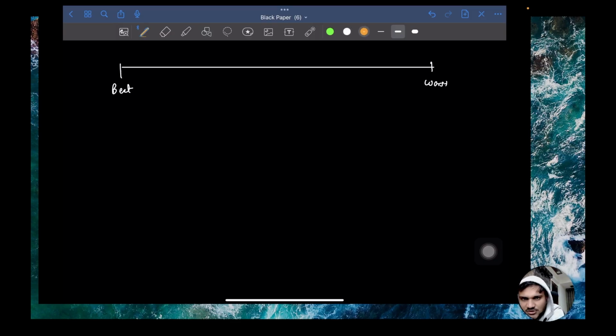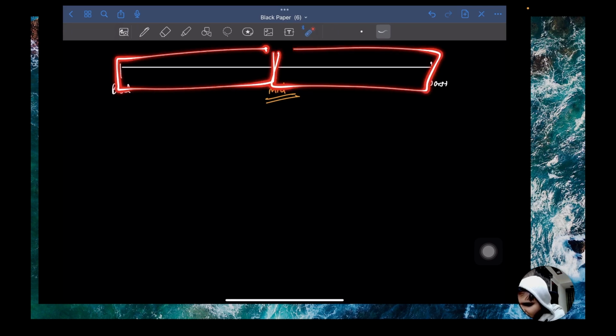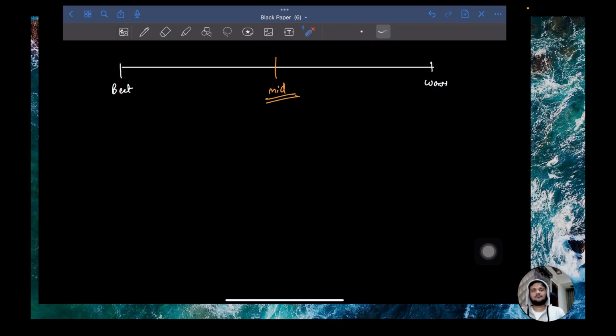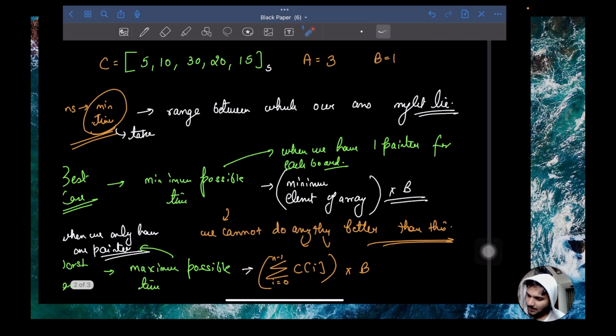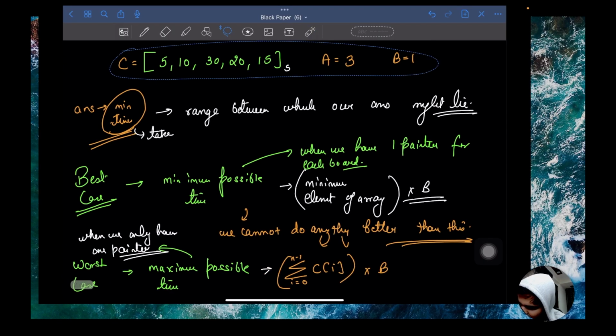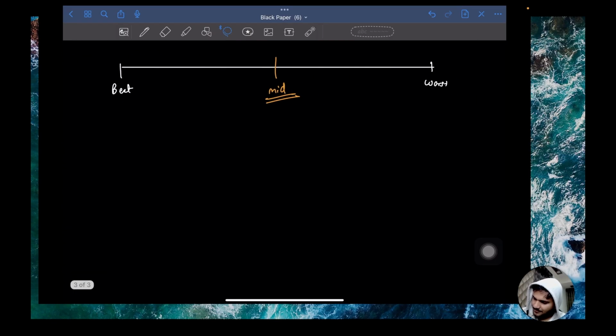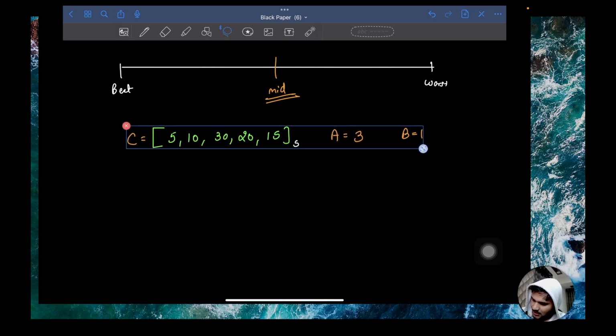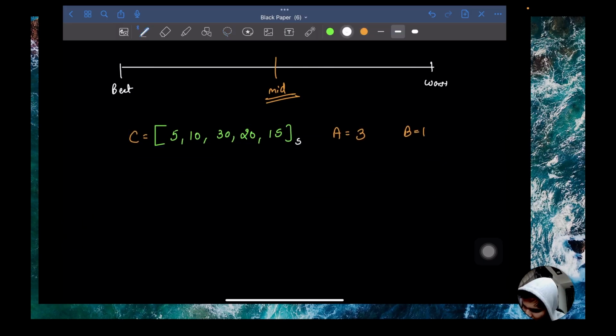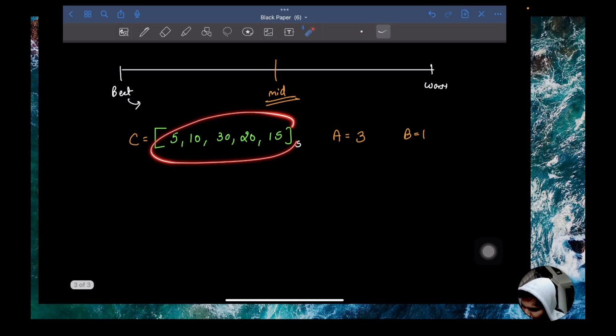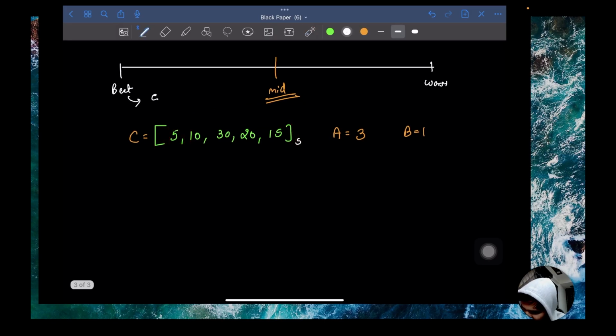Can we apply binary search on this search space? Let's see. If we are able to divide this search space into two halves, and we are able to figure out whether one half is different than the other, then we can say that we will be able to apply binary search. Okay, let's cut this test case, copy, paste. Now what will be the best case value here? Best case value will be minimum value is 5 into 1, that is 5.